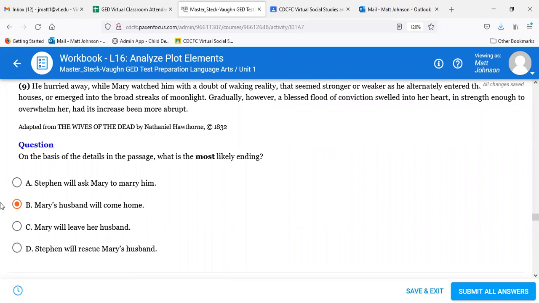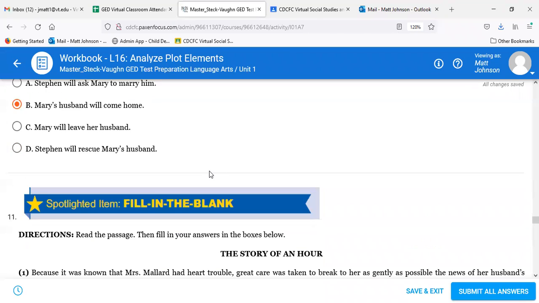We've resolved that tension. The climactic part, at least here, right? We're getting these little bits of the story. So for our purposes, the climax is when Stephen reveals to Mary that her husband is still alive. If we were reading the whole story, there would be a different climax towards the end. But for our purposes, looking at these little pieces, that's basically our ending for now.